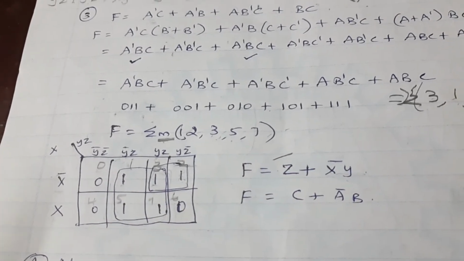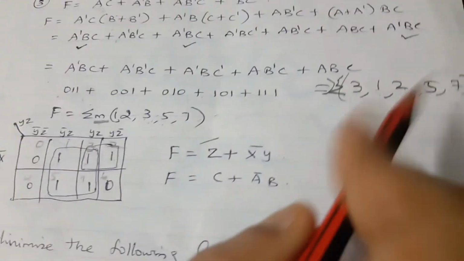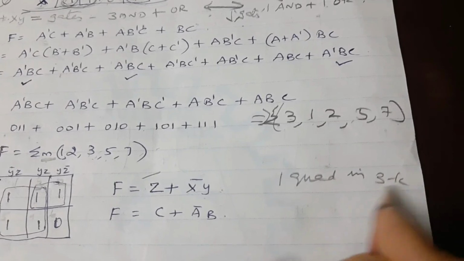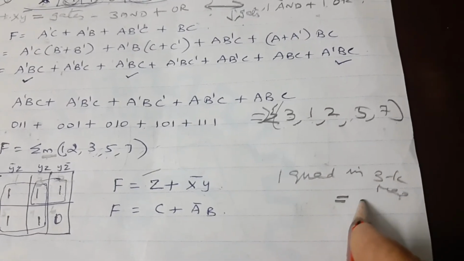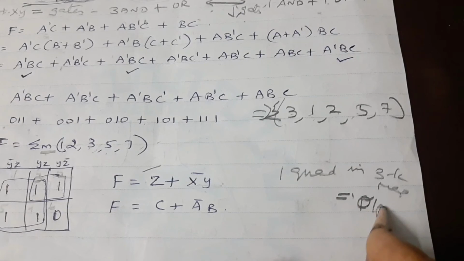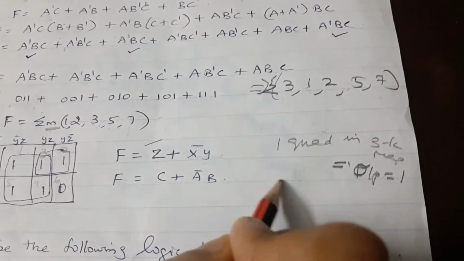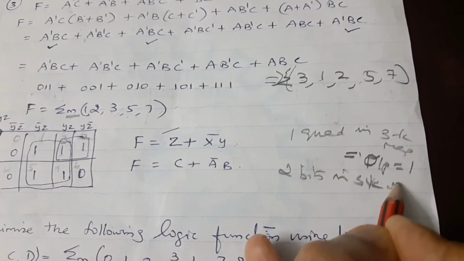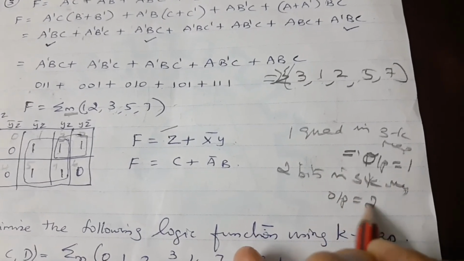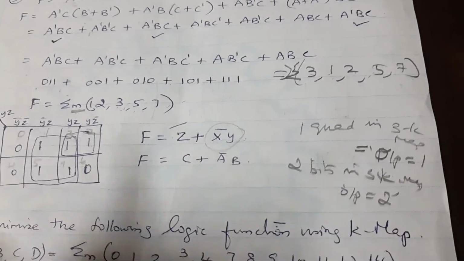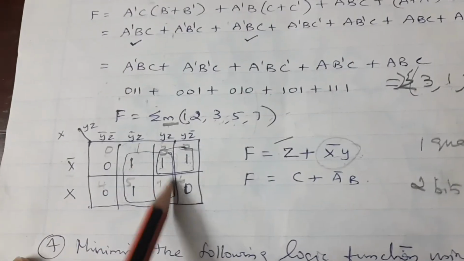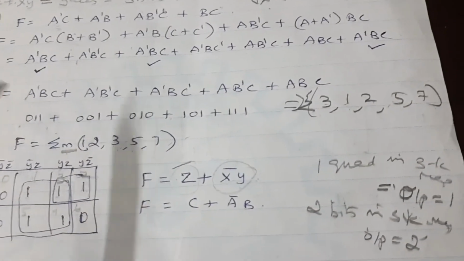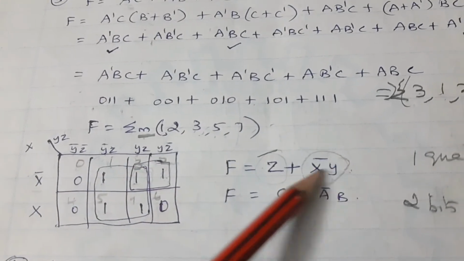So when you combine a quad in a 3 variable K-map, the term will have only 1 variable. The output variable is equal to 1 variable. If you combine 2 ones in a 3 variable map, the term will have 2 variables. See here, this is 2. If I combine a quad, you will have only 1. That's what is written. So if a quad is used, you will have fewer variables. If 2 is used, you will have 2. That's the thing.